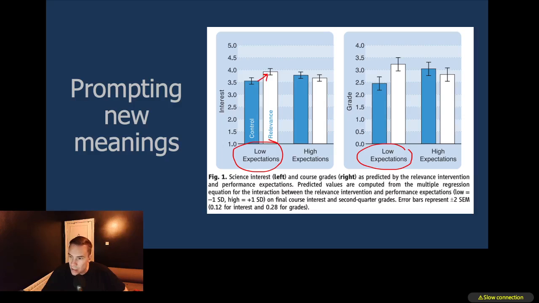So here you can see that the low expectation children were basically the most interested in a relevance condition in chemistry, and they also increased significantly their grades. And it seems like it's not statistically significant. You can see the error bars overlap, but at least they are as good as the high expectation kids. So here you give somebody leading questions in order to make meaning out of it.